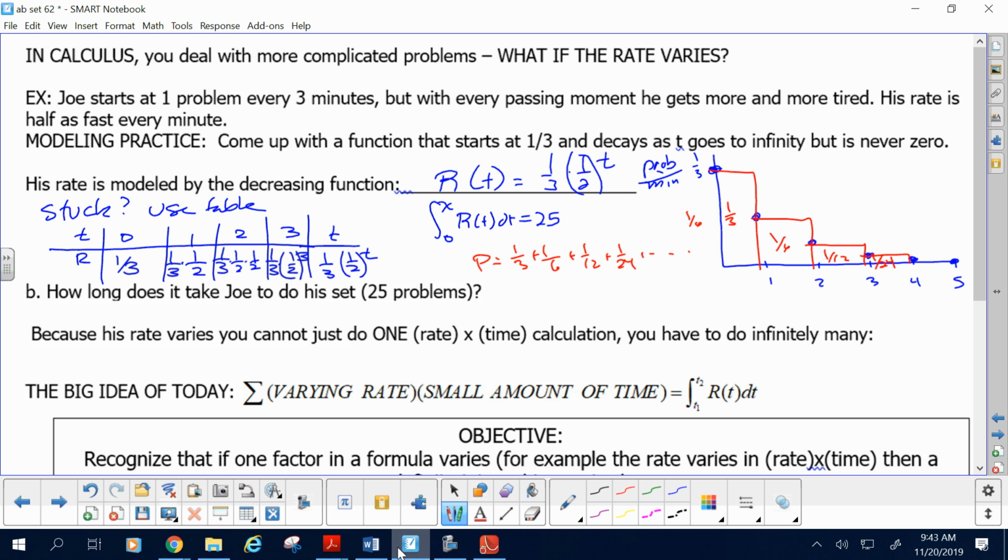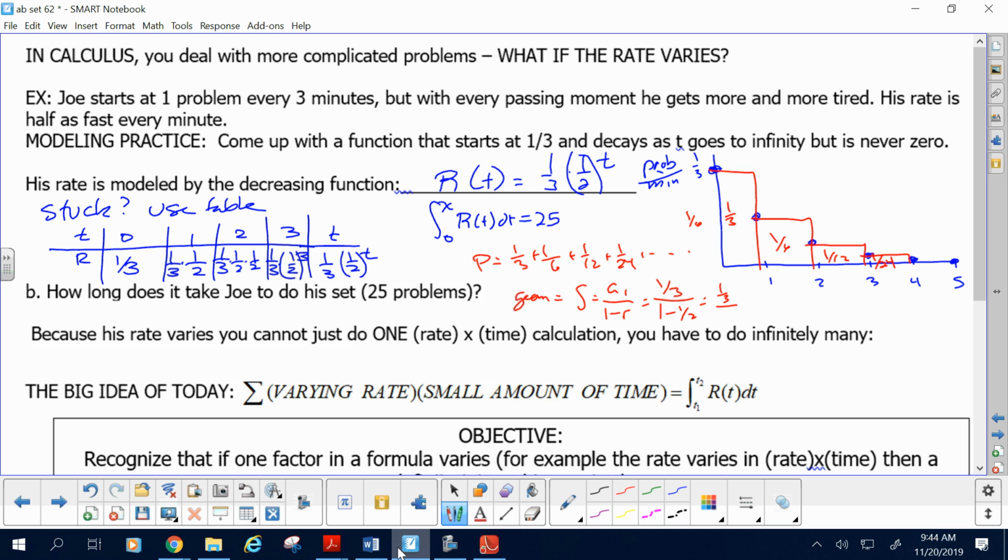Let's see how good you are with pre-calculus. What kind of series is that? Geometric. Do you remember the formula for infinite geometric? It's A1 over 1 minus r. What is A1? That's right, 1/3. And what's the common ratio? 1/2.